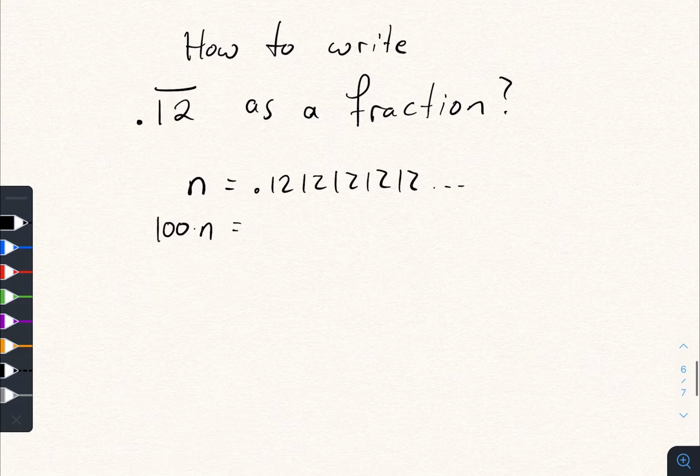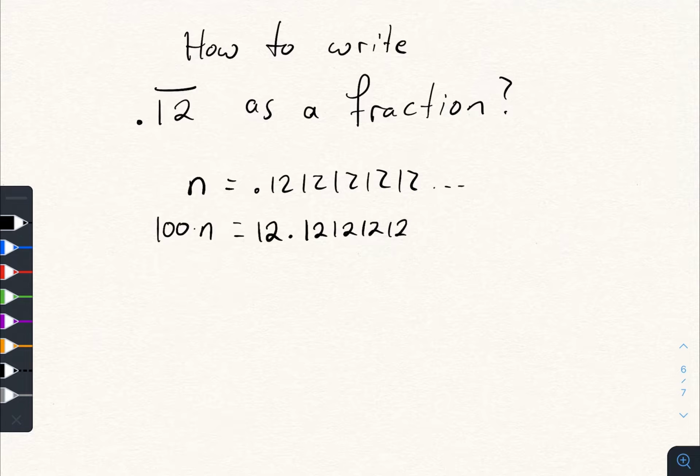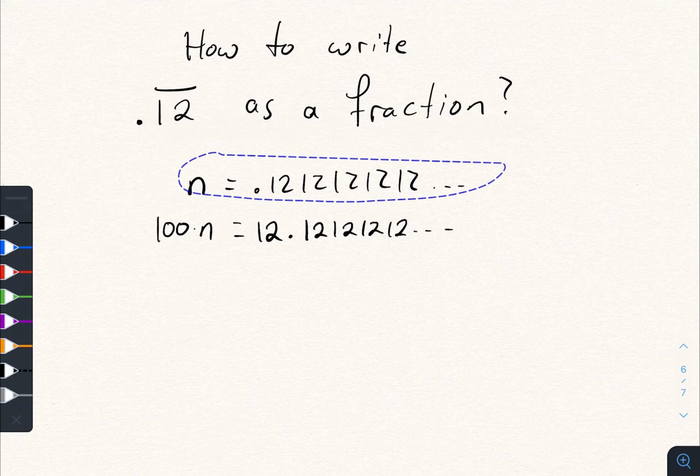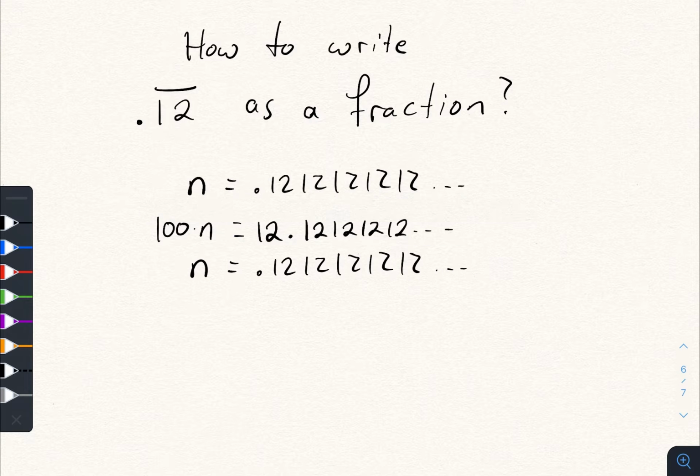And what do I get on the right? Well, when I multiply by 100, that's just going to shift the decimal over two places. And so I'm going to get 12.12 repeating. Okay. And so now from here, we can just subtract these equations. So I'm just going to copy this over here, and then I'm just going to subtract this. And so on the left, we get 100n minus 1n is equal to 99n.